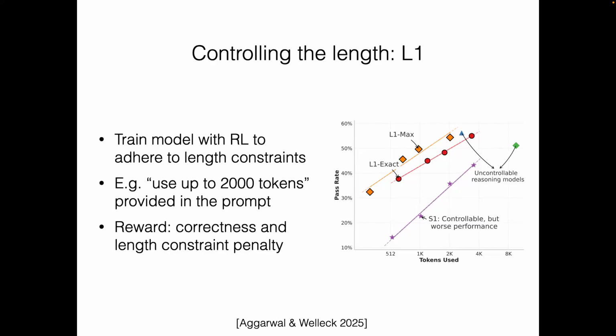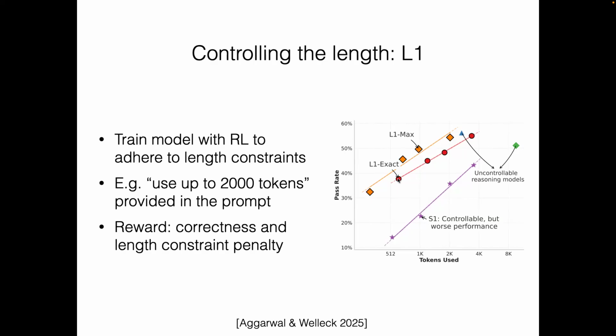So if it goes over, you could either say use up to 2,000 tokens, so then it's fine if the model answers in 100 tokens. Or you could have an exact version, that's this L1 exact, where you penalize it if it is far away from the budget that you give it. Okay, so this gets optimized by the model, and it turns out to be pretty good at adhering to these budgets. And so now you can control the model again. And again, you see this correlation between the tokens that are used and the pass rate.